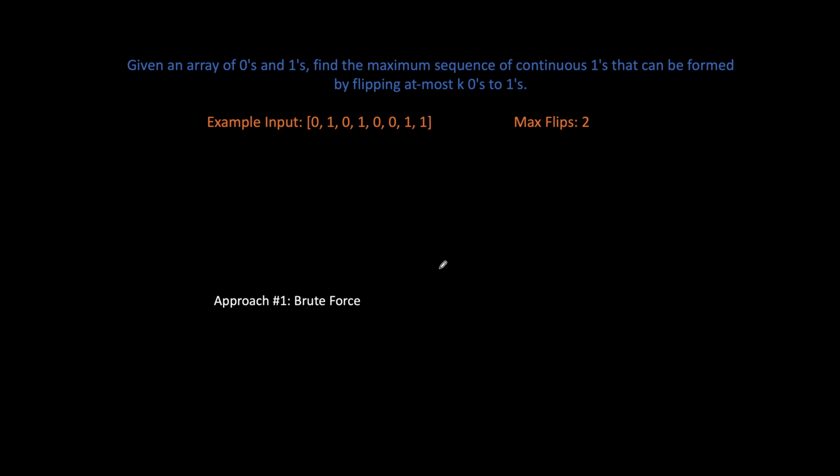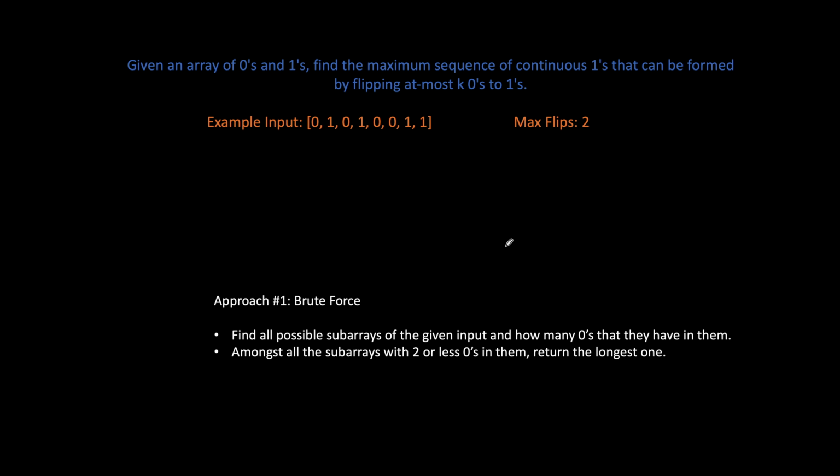So let's start by implementing the brute force approach. In this approach, we're going to find all possible subarrays of the given input and calculate how many zeros they have in them. And amongst the subarrays with 2 or less zeros in them, we're going to return the longest one.